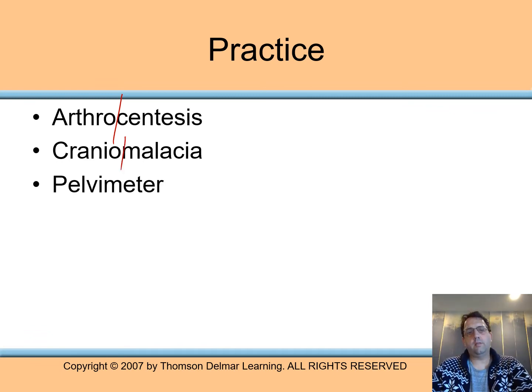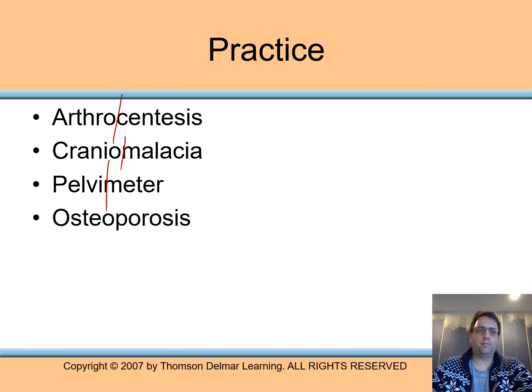Craniomalacia means softening of the skull. That would be found in a condition called Paget's disease. Pelvimeter is a tool used to measure the pelvis. This is used in pregnant women to determine how safe it is to do natural childbirth.